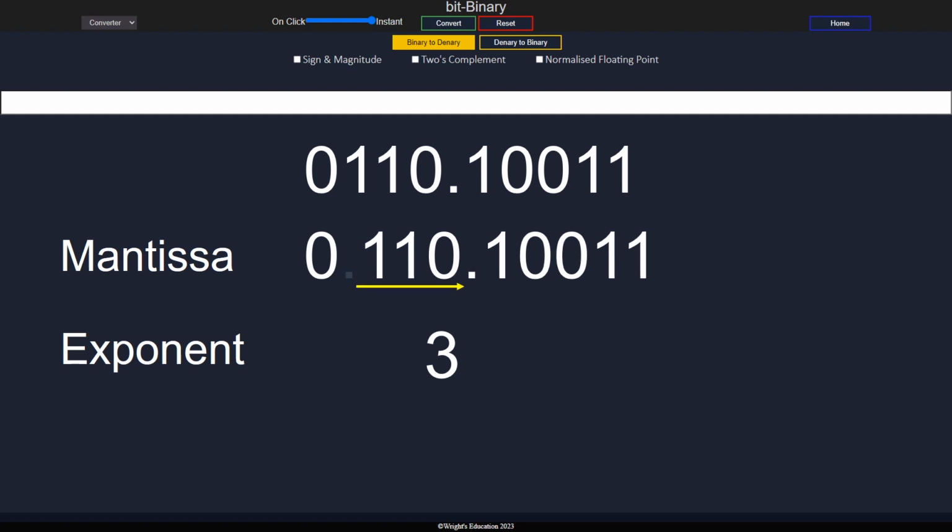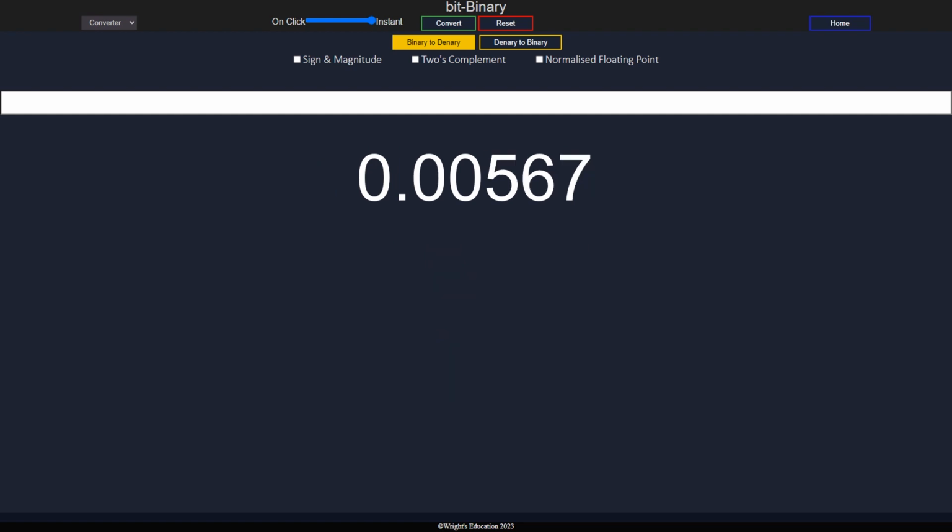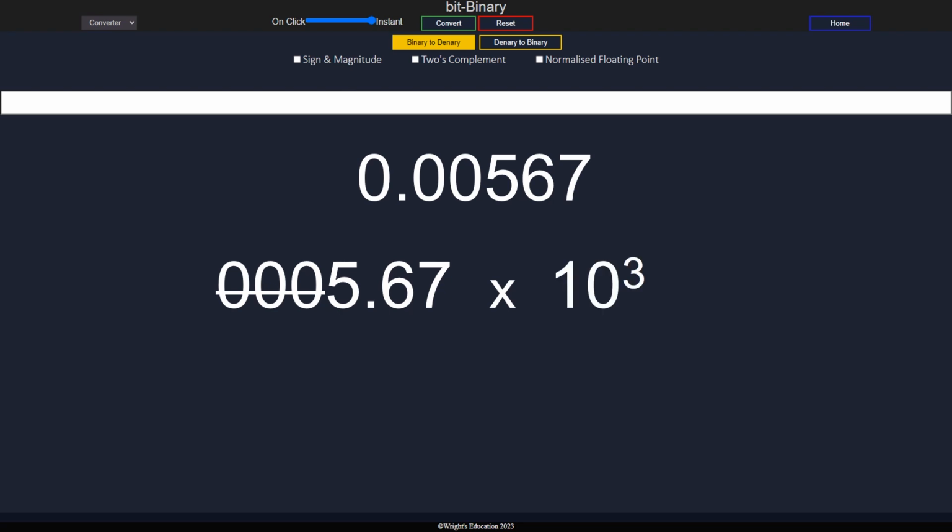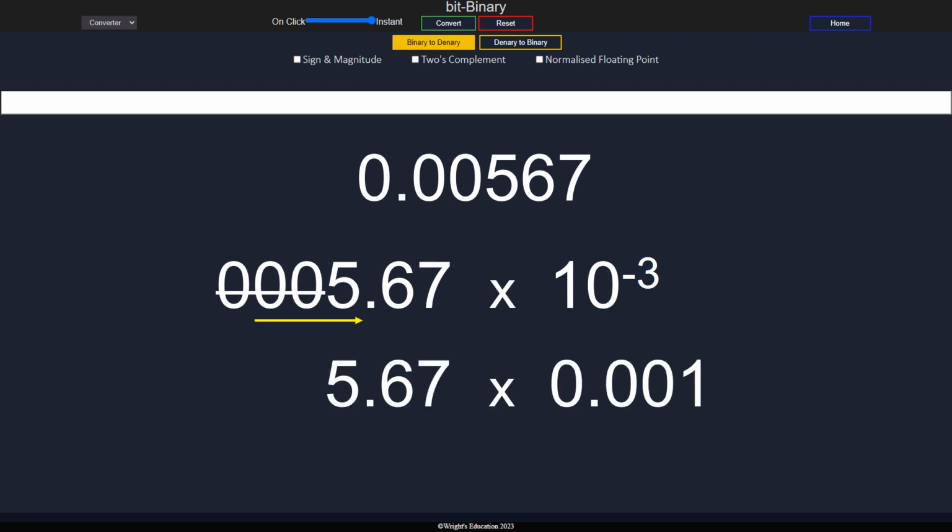So what about numbers less than 1, such as 0.00567? Let's see how this number would look using the scientific notation in standard denary. The decimal point has to go to the second position by removing all leading zeros, so the mantissa will be 5.67. We moved the decimal point 3 places, meaning that the exponent will be 10 to the power of 3. However, because the starting number was less than 1, and we have to decrease the value of the mantissa, the exponent must be negative, giving us 10 to the power minus 3. This translates to 5.67 times 0.001.